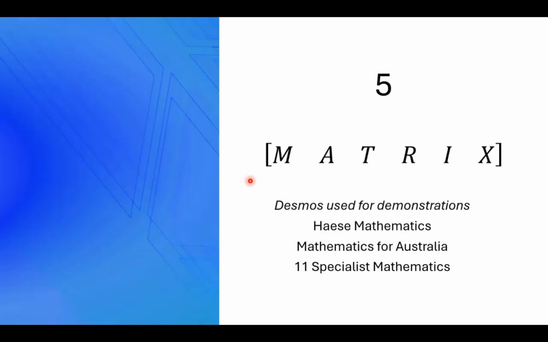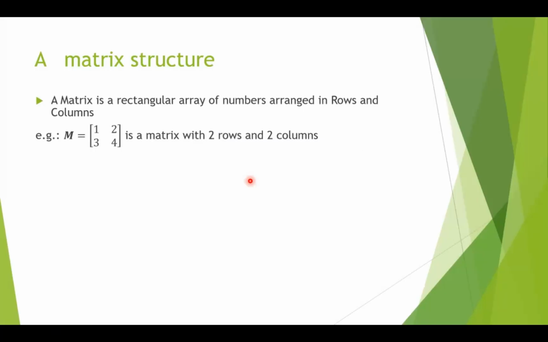Hello, fellow students. Today we are going to talk about matrices. So first, what is a matrix? It's a rectangular array of numbers arranged in rows and columns. So, for example, this is a matrix with 2 rows and 2 columns.